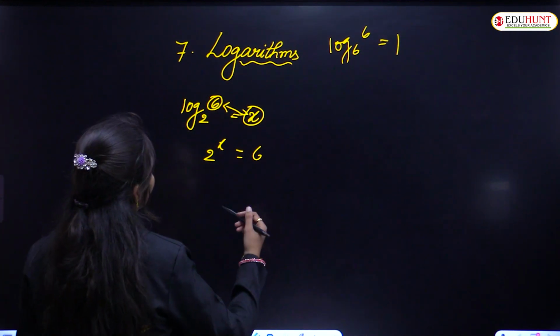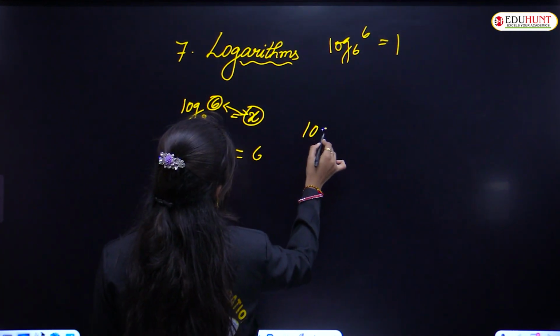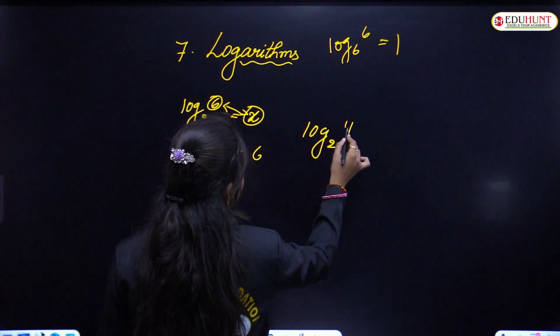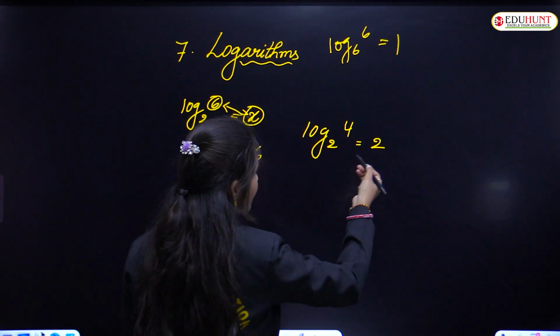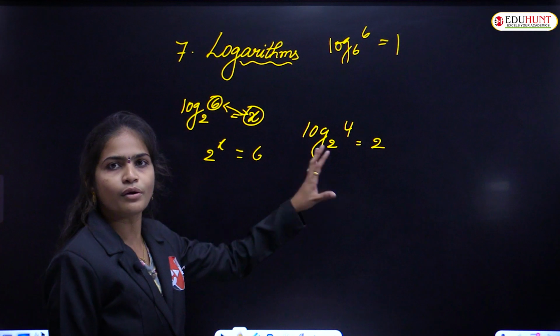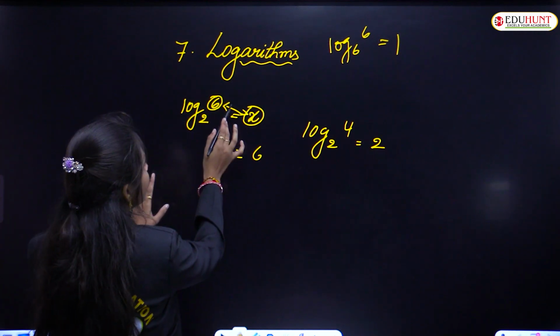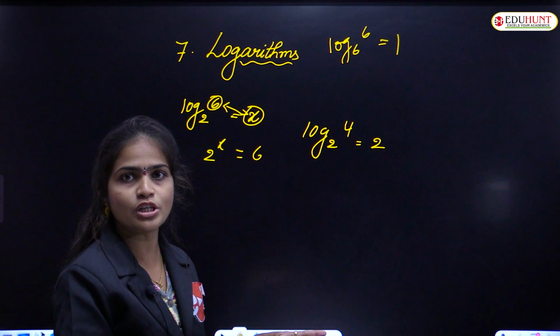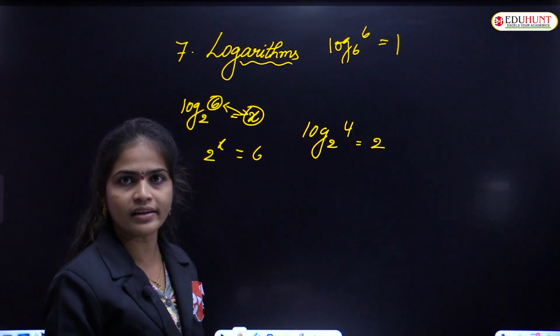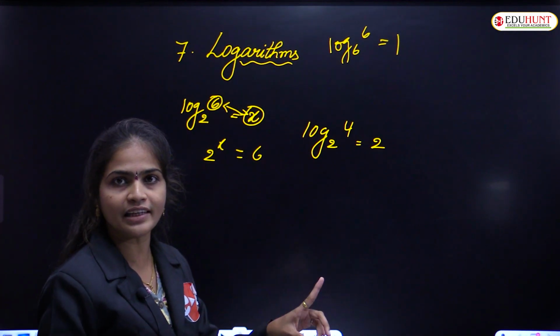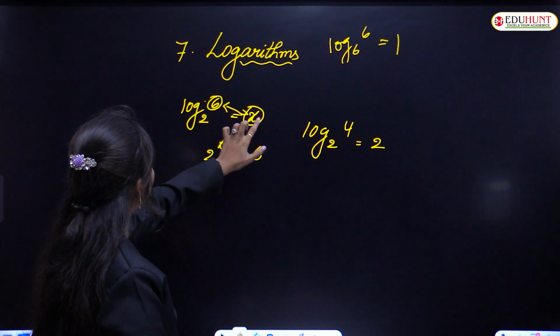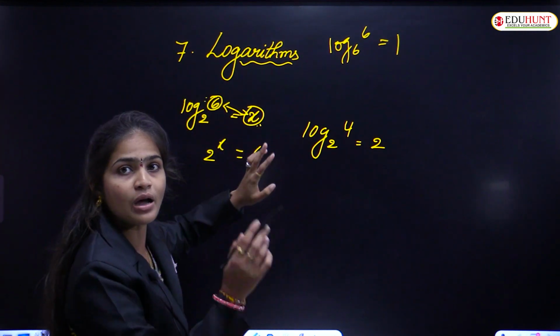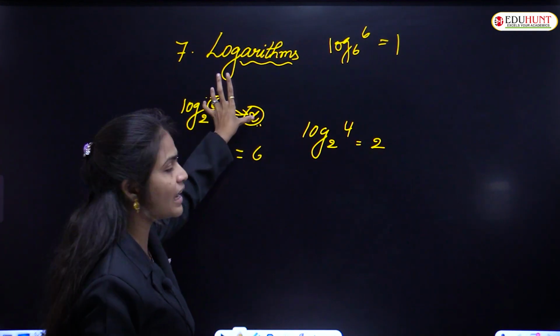I'll tell you one more example, see that. Log 4 base 2 is equal to 2. Already we defined this one, right? So how to convert this? Just I am telling you, whether you convert logarithm form into exponential form or exponential form into logarithm form, you have to keep one thing in your mind. That is, you just have to change the places of these two values only.